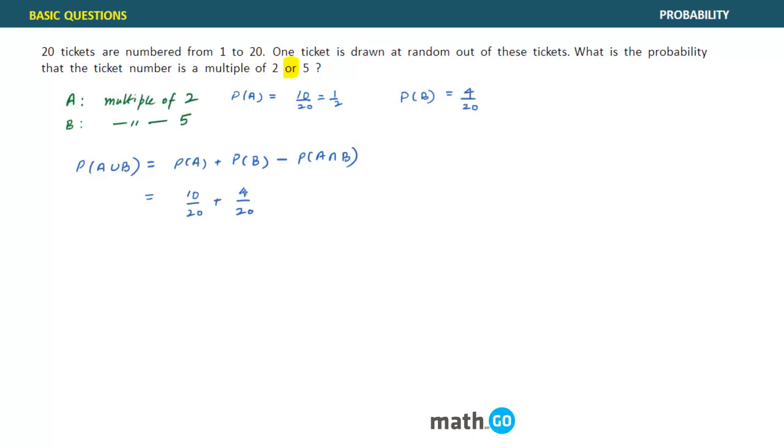What is A intersection B? For P(A intersection B), think of the elements which are common to them first of all. What elements will fall in here? If I want the number of elements in A intersection B, it will be 10 and 20 only, right? Because 10 is a multiple of both 2 and 5, and 20 is also a multiple of 2 and 5. So there are only 2 cases common to both of them. So the answer we are looking for is 12 by 20, or you can say 3 by 5. This is the answer we are looking for.